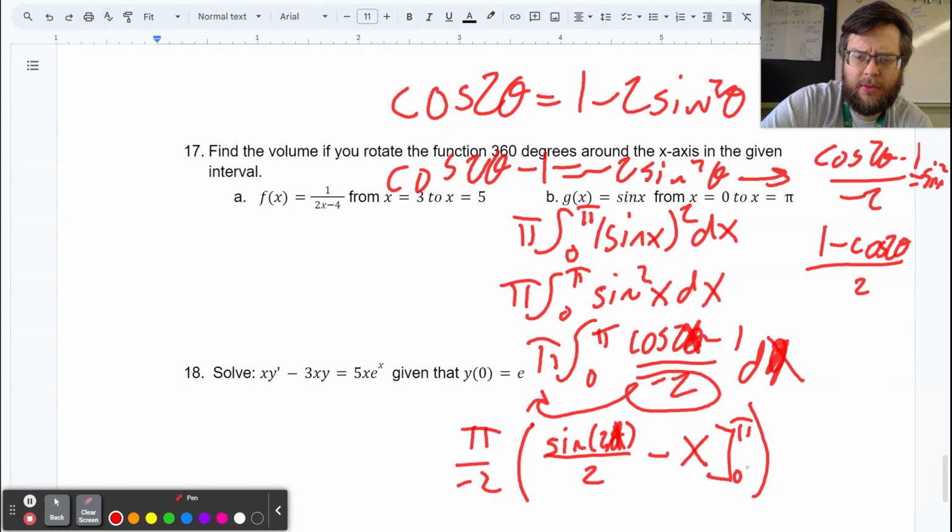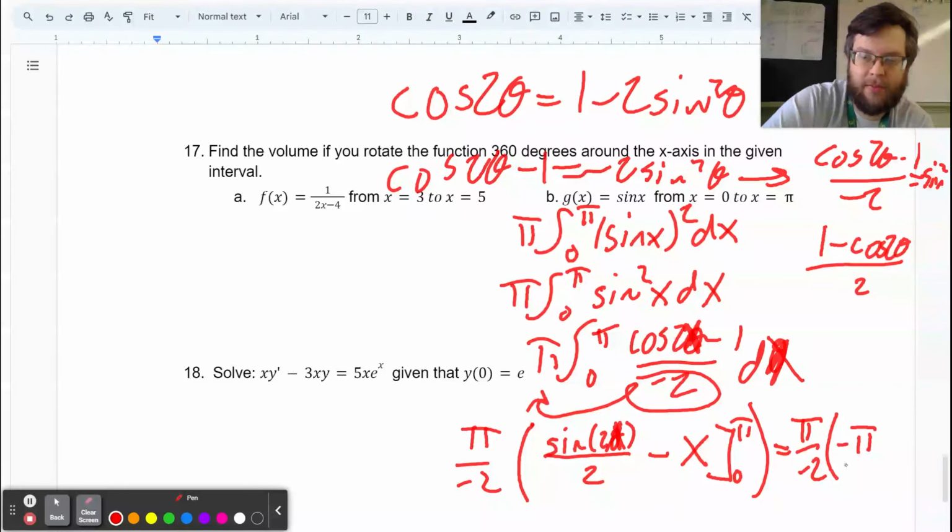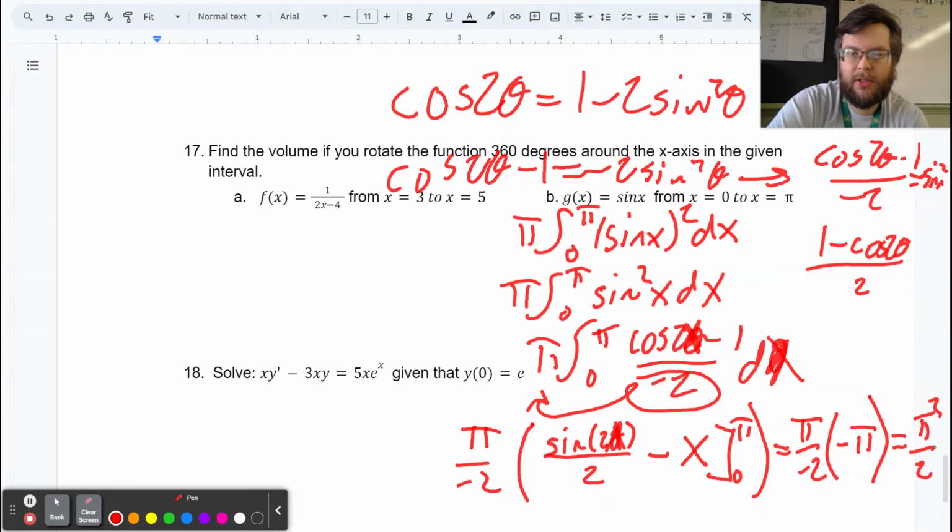Okay, so sine of pi is 0, and that's great. So we have pi over negative 2 times negative pi. Sine of 0 is 0, so we end up with pi squared over 2. Okay, one more to do.